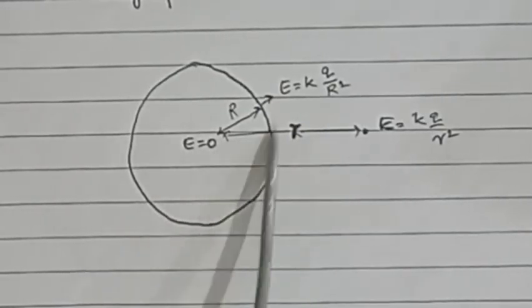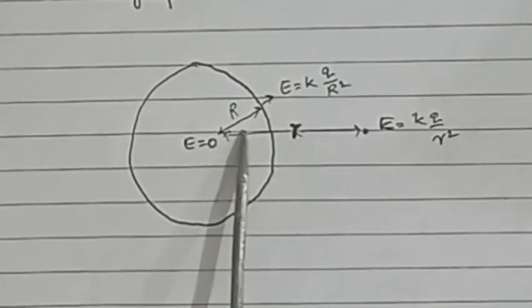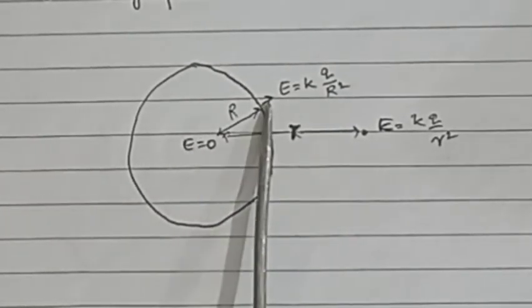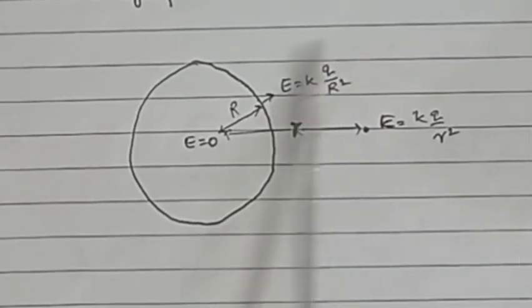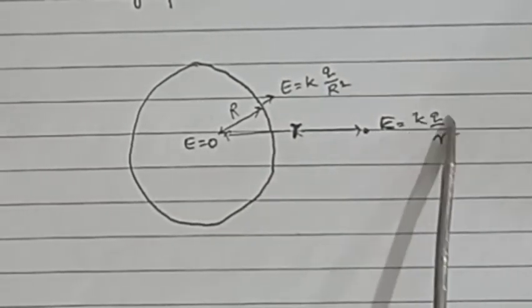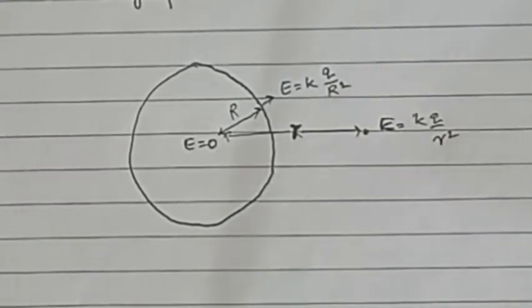From the diagram also, out here you can see when this r is less than this R, electric field is 0. On the surface, when this r and this R are equal, then electric field is kq by capital R square. So outside the electric field is kq by small r square. So this is the electric field due to a charged sphere.